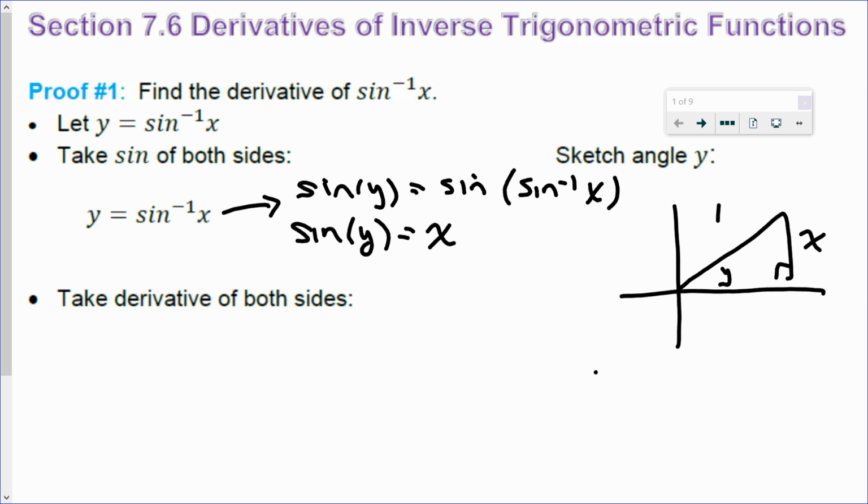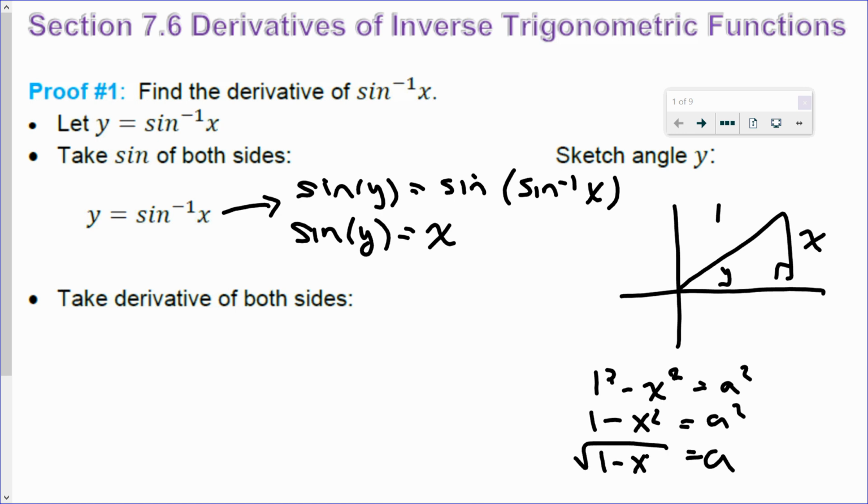To find my other side, I just use the Pythagorean theorem. c squared minus b squared equals a squared, so 1 minus x squared will equal a squared. So a is equal to plus or minus, but in quadrant 1 it's only positive, the square root of 1 minus x squared. So I know that this side here is the square root of 1 minus x squared. Okay, now I'm ready to go.